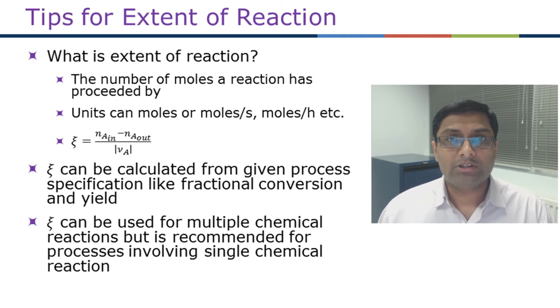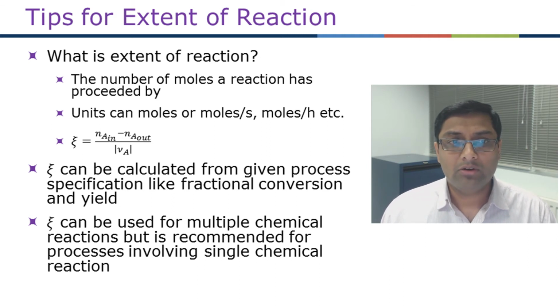On the topic of extent of reaction, I have a few tips. So first we will look at what is extent of reaction again. So we simply define extent of reaction as the amount of moles a reaction has proceeded by. The units of extent of reaction can be both in terms of moles for a batch system, or it can be moles per second or moles per hour for a flow system. The formula for extent of reaction is moles of a component in minus moles of that component out divided by the absolute value of the stoichiometric coefficient of that component.